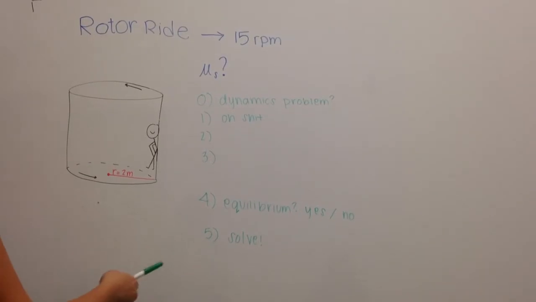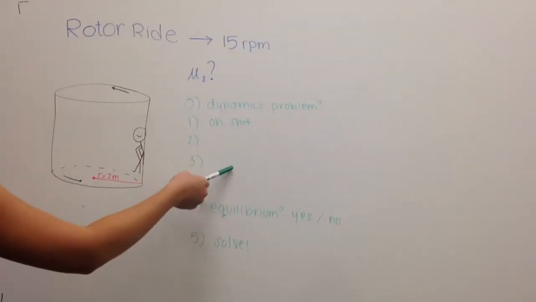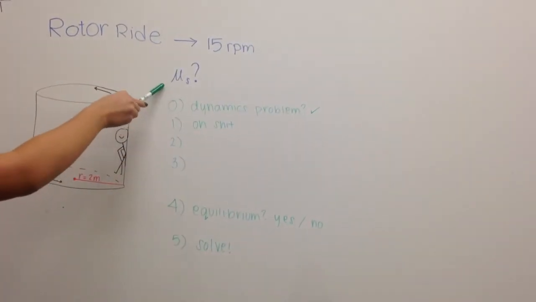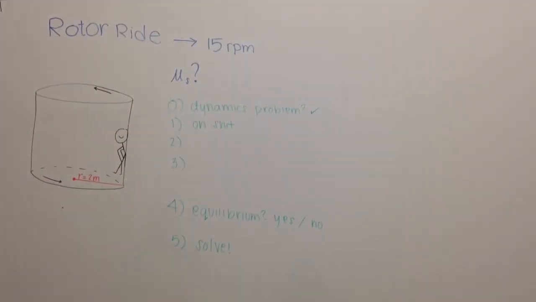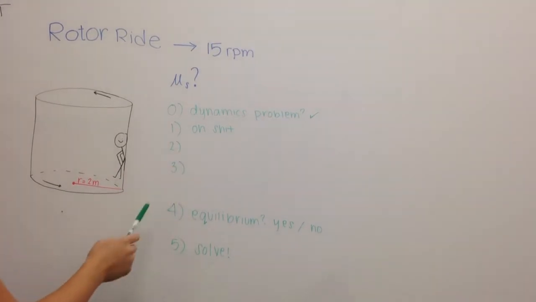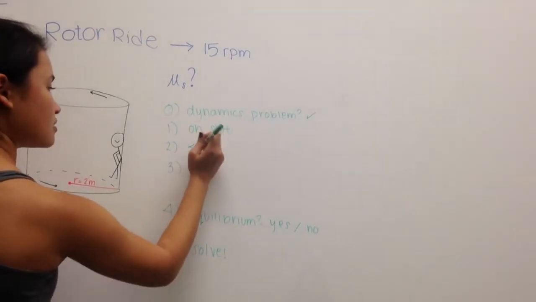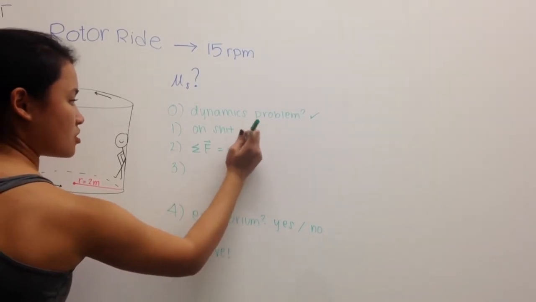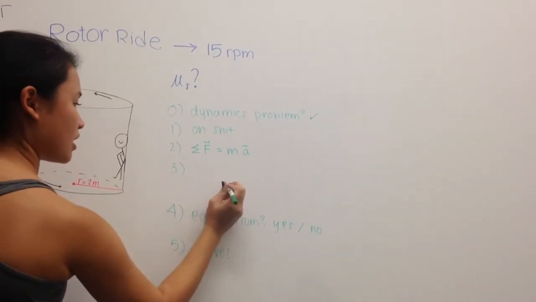Okay, so first we have to go through the protocol. Step 0, is this a dynamics problem? Yes, it is, because we're solving for the coefficient of static friction, and friction is a force. Step 1, we say, oh shit. Step 2, the sum of the forces is equal to mass times acceleration. Step 3 is our free body diagram.